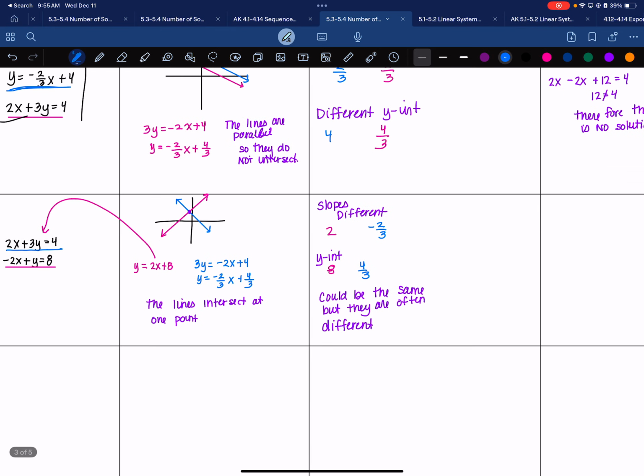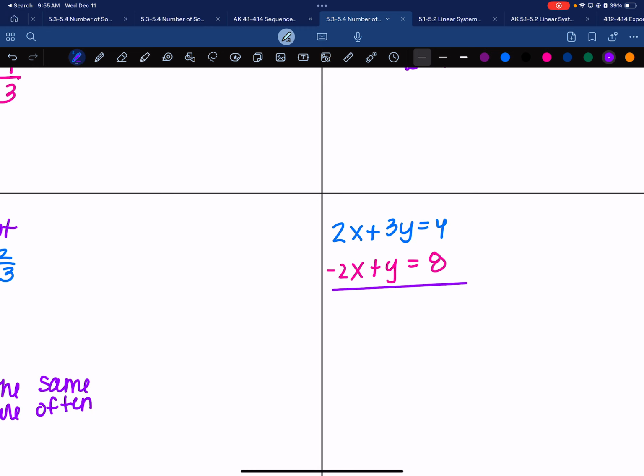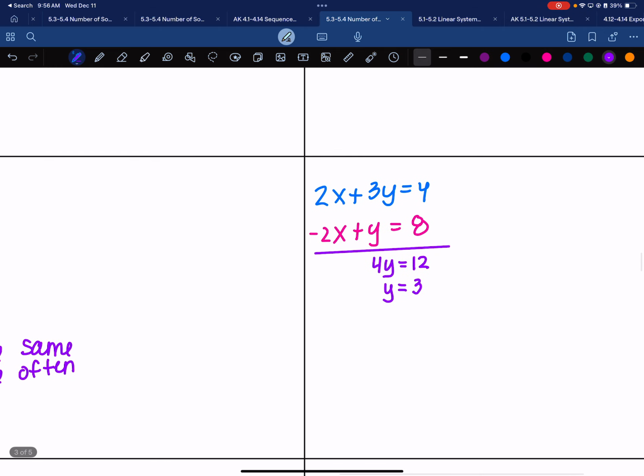Okay, and because it's set up nicely for elimination from the original problem, do we have to multiply by anything? No. When we have 2x plus 3y equals 4 and negative 2x plus y equals 8, when we add those together, we get so y equals 3. Is that our answer? So then what do we do?